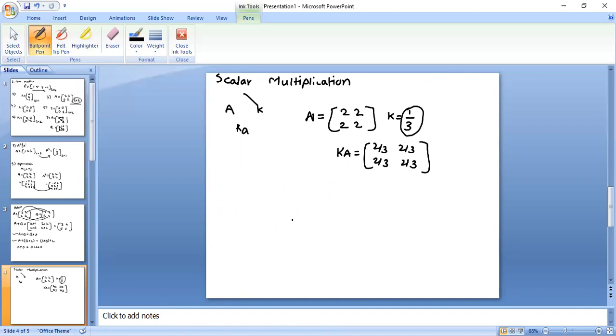The next is multiplication of the matrices. If two matrices A and B are such that the number of columns of A is equal to the number of rows of B, then their multiplication denoted by AB can be performed. Okay. When the number of columns of A is equal to the number of rows of B, then multiplication can be performed.